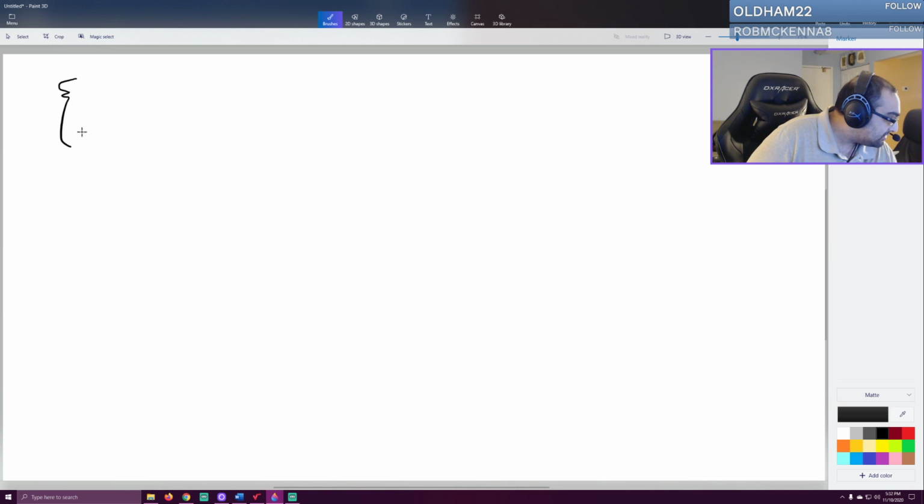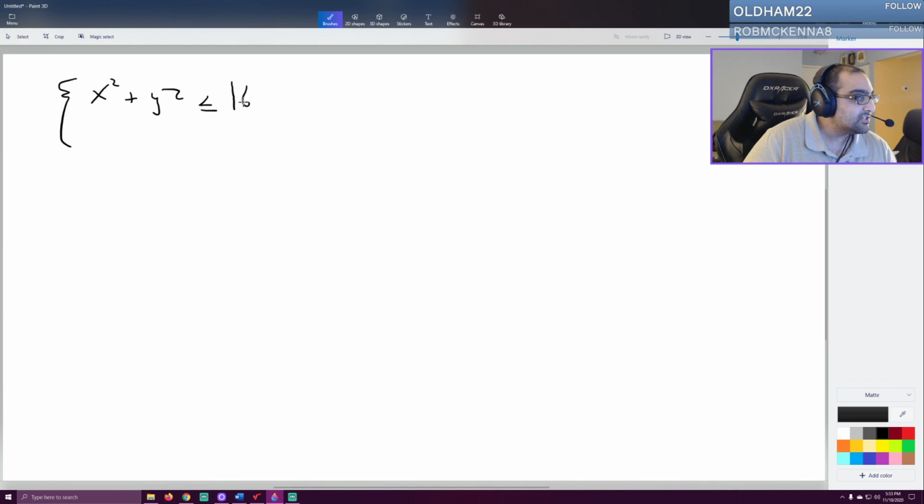So in this case here, let's go ahead and have that there. So we have x squared plus y squared less than or equal to 16. I'll modify that problem there just a smidge. So y is bigger than 2 minus x.